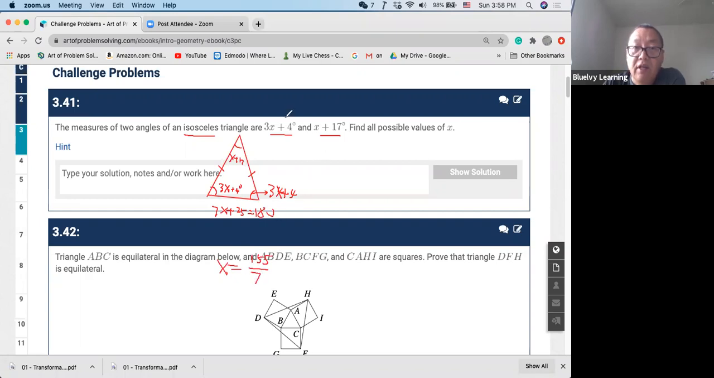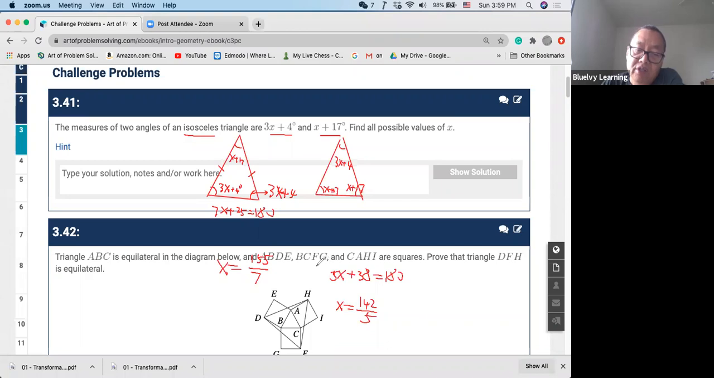This is x. Another way, you can draw this triangle like this. Then you can set this angle equal to x plus 17. By this way, this angle also equals x plus 17. Then this angle will equal 3x plus 4. Then you get the equation by adding all these three angles together. You get 5x plus 38 equals 180, right? So you get x equals 142 divided by 5.